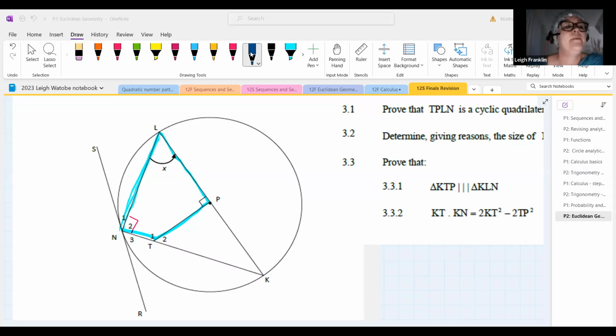That's it. So we can see that. Is that cool? All right, lovely. So we're going to say that N2 is equal to 90, angle in a semicircle.